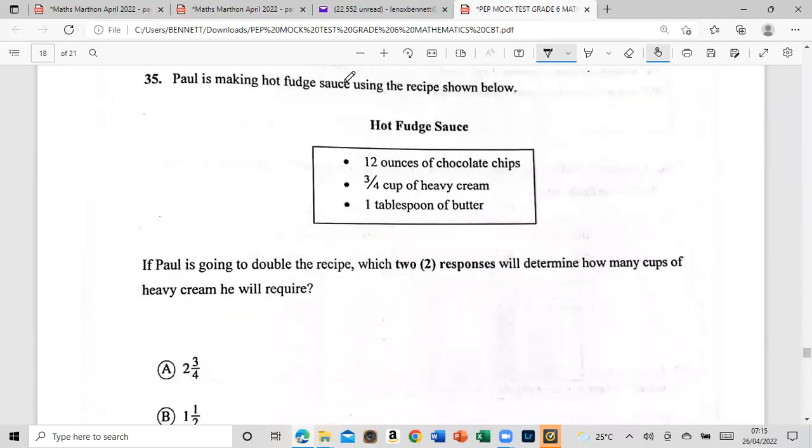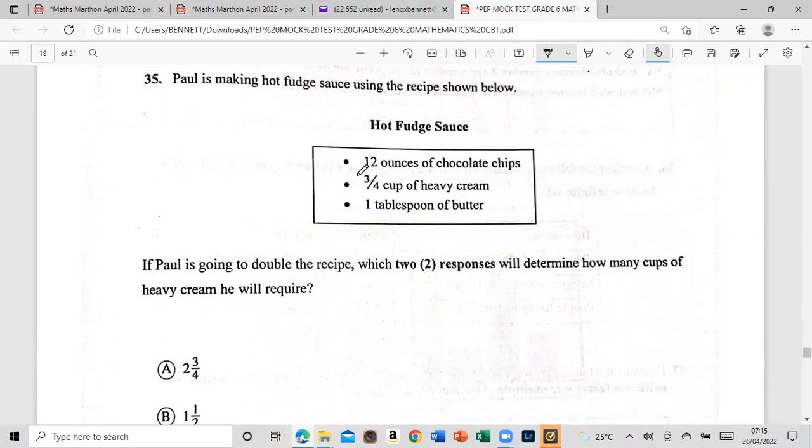We're going to create a recommendation. All right. Paul is making a hot fudge sauce using the recipe below: 12 ounces of chocolate chips, 3/4 cup of heavy cream, 1 tablespoon of butter. If Paul is going to double the recipe, which 2 responses will determine how many cups of heavy cream will be required?